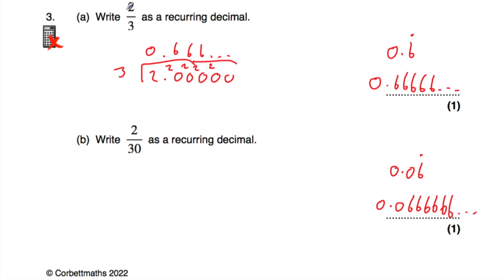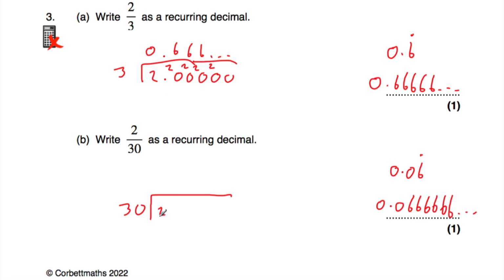And I knew that because instead of dividing the 2 by 3, we're dividing 2 by 30. So remember, we could divide by 3 and then divide by 10, and that's the same as dividing by 30. So we just divided our answer by 10. So that's one way to do it. Alternatively, if we wanted to, we could just use the bus shelter method again and do 2 divided by 30.